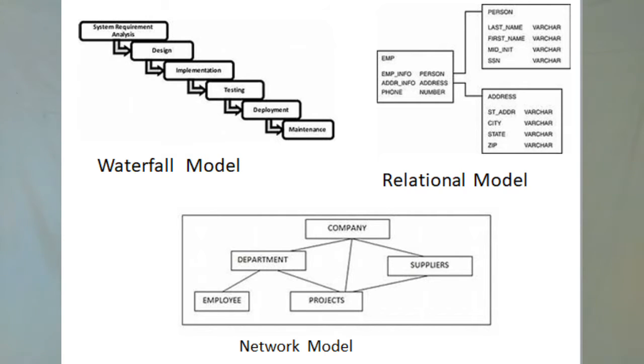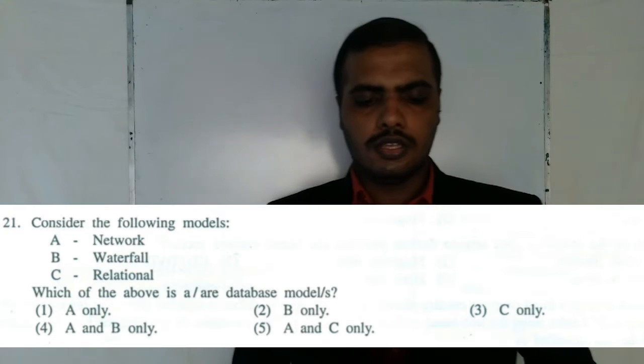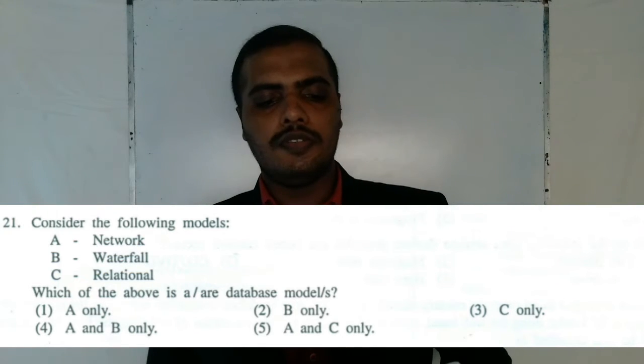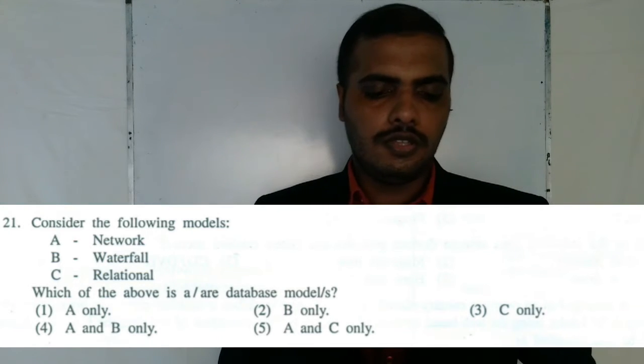It's actually, if you know the phases of building a system, requirement analysis, those kind of things. I'm not wasting time on that, but there are 6 steps. So a model of doing those 6 steps is called the waterfall model. So it is a software development model. C. Relational. Relational is a very popular model. It's a database model. You know about relationships, one to one, one to many, many to many. So those kind of things. So coming back to the question, which of the above are database models? Database models are A and C, network and relational. So it is A and C.